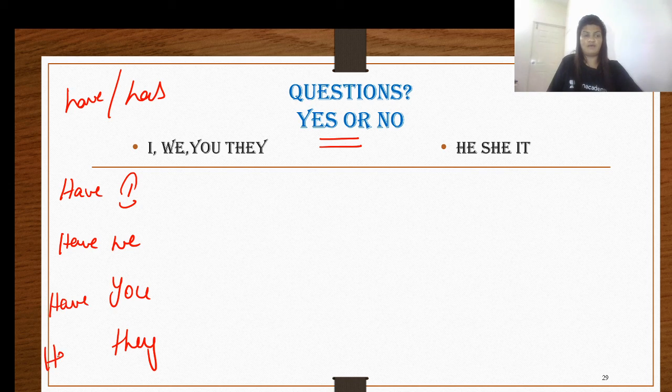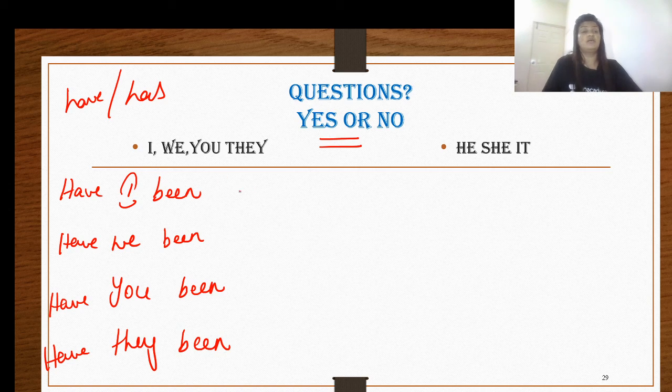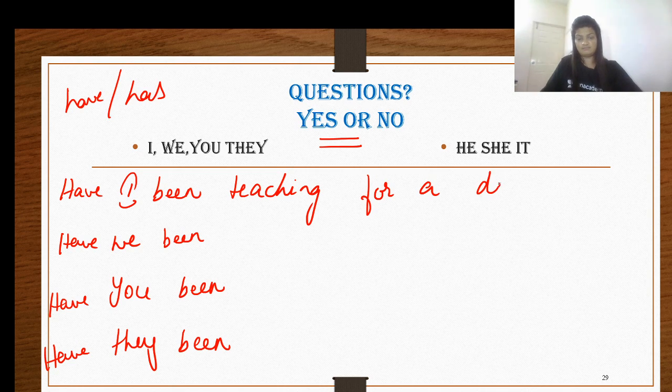We use have, and what do we use? We also use been with present perfect continuous. So been, and then we introduce the ing verb, which is: have I been teaching for a decade? Asking yourself, have I been teaching for a decade?